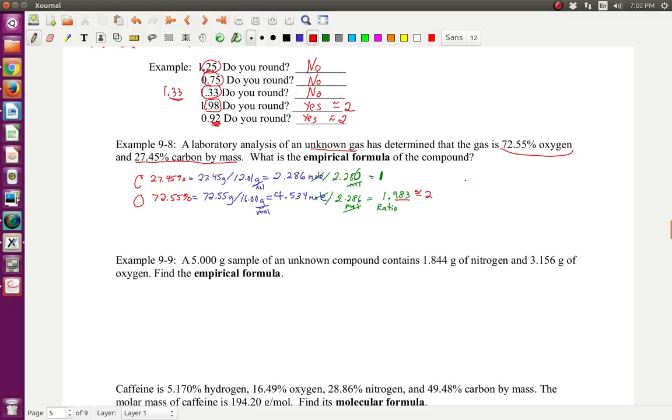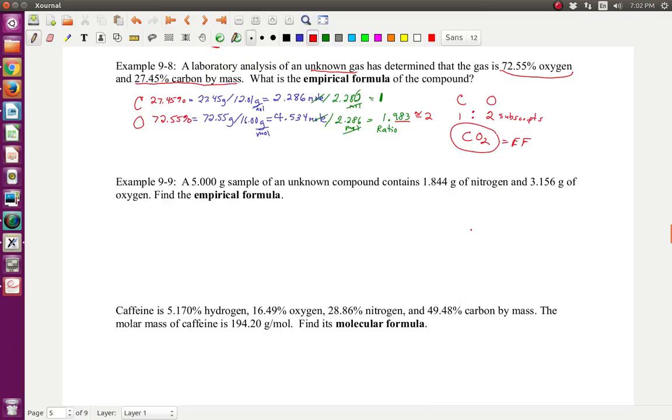So this is your ratio. We have carbon, we have oxygen, and we have 1 carbon to 2 oxygens. These are the ratio numbers. The ratio numbers become the subscripts of the element above it. So this is CO2. That is my unknown gas, carbon dioxide in this case. That's assuming that this is the empirical formula, and the empirical formula and the molecular formula are the same this time.